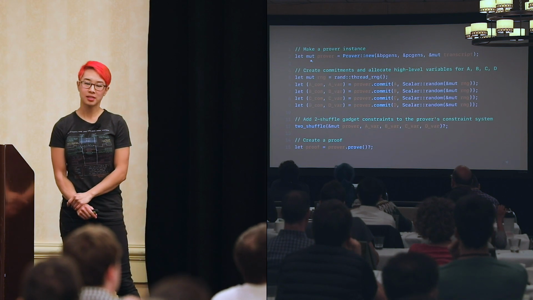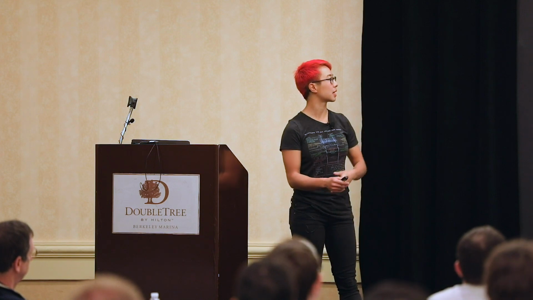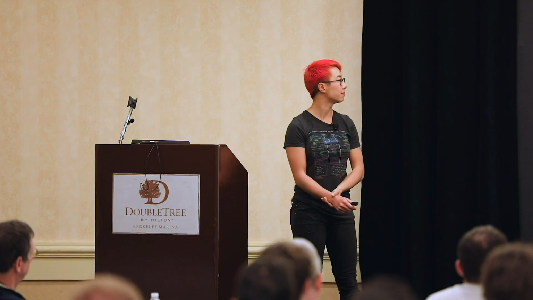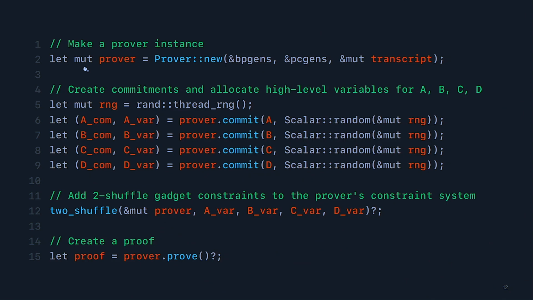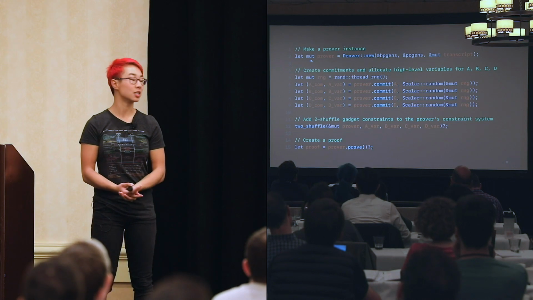The way you use this is you obviously have to make a prover and a verifier for this proof system. The prover has the secret scalars that represent A, B, C, and D. In this example, we're just using an RNG to generate the random blinding factors, but in practice you could pass in the blinding factors yourself into this commit statement. In lines 6 through 9, you're committing to A, B, C, and D and the blinding factors, and getting back commitments to them and high-level variables that are allocated within the constraint system.